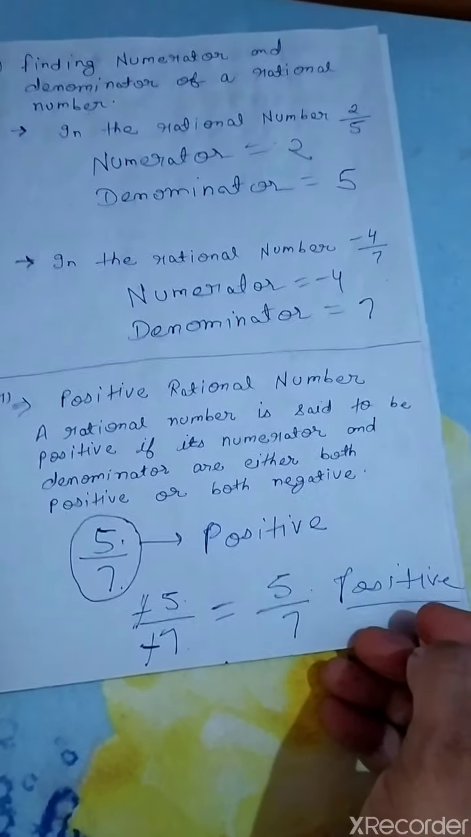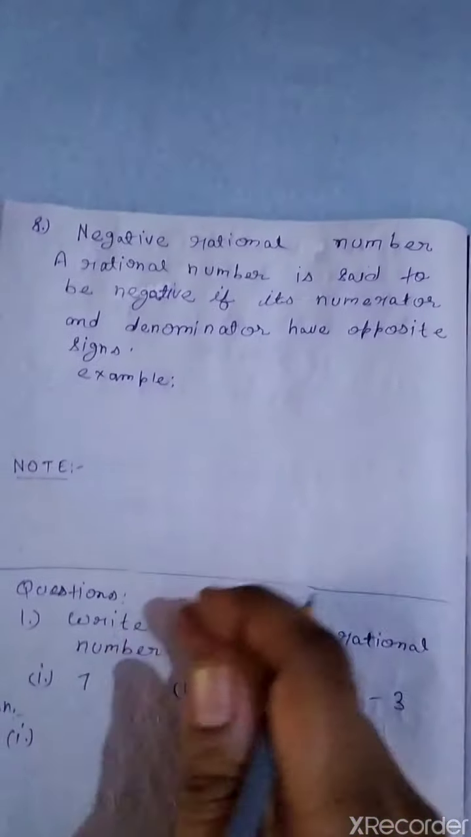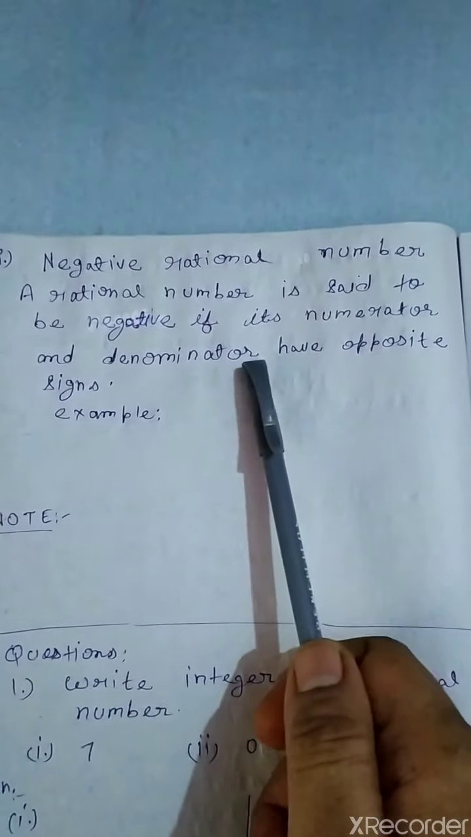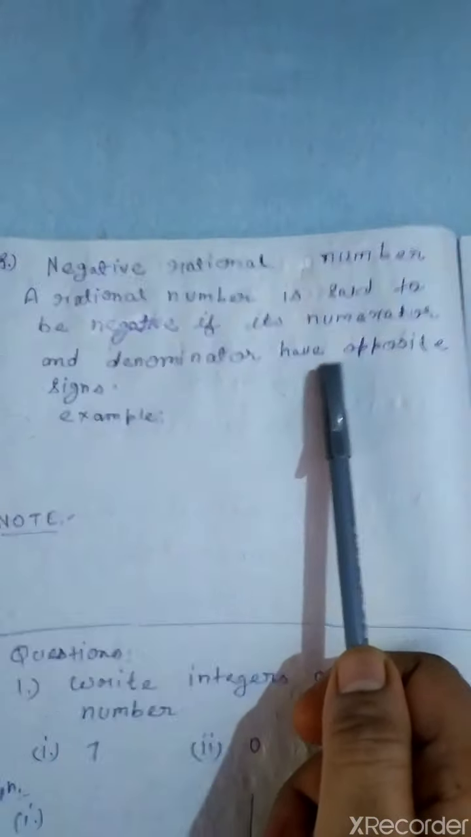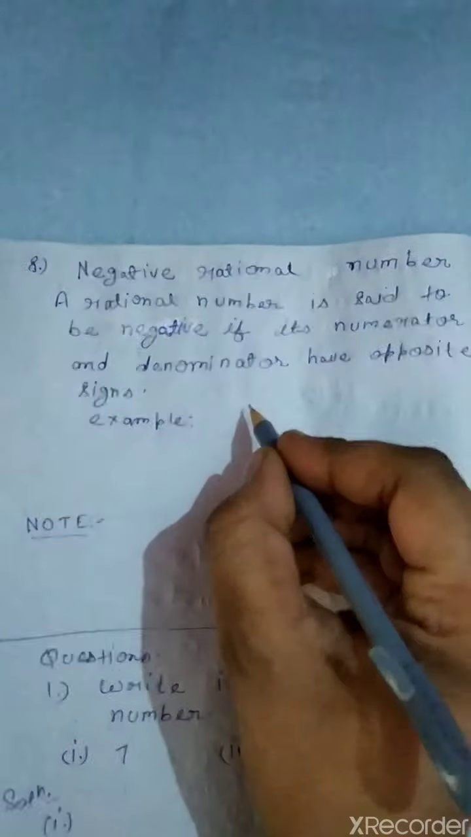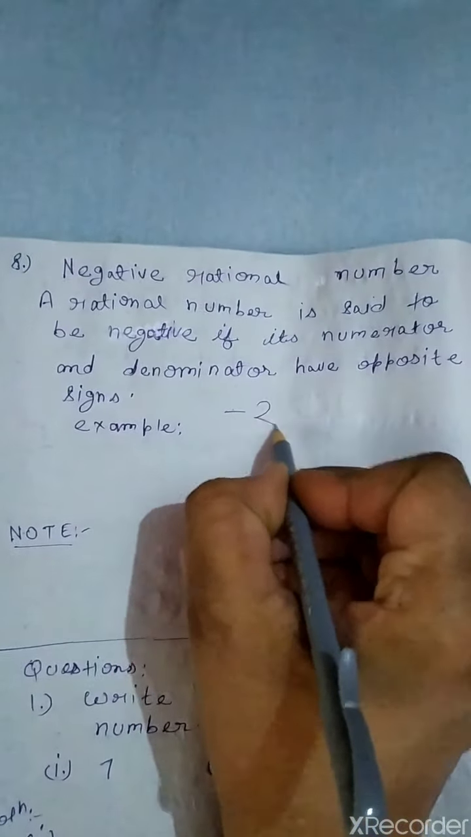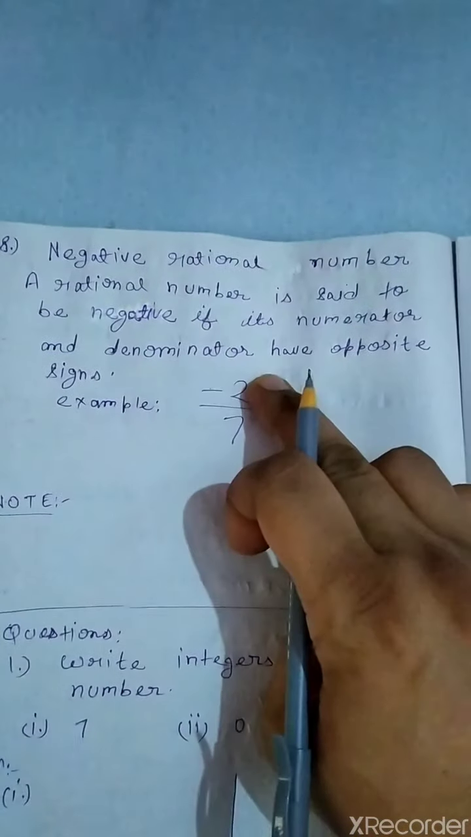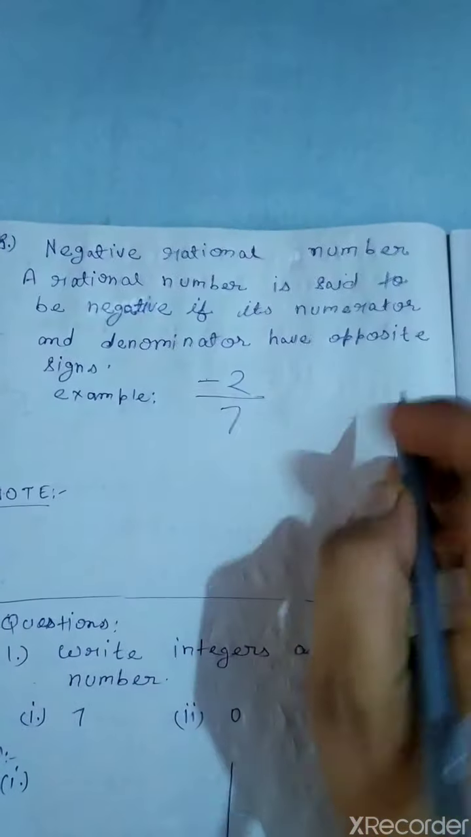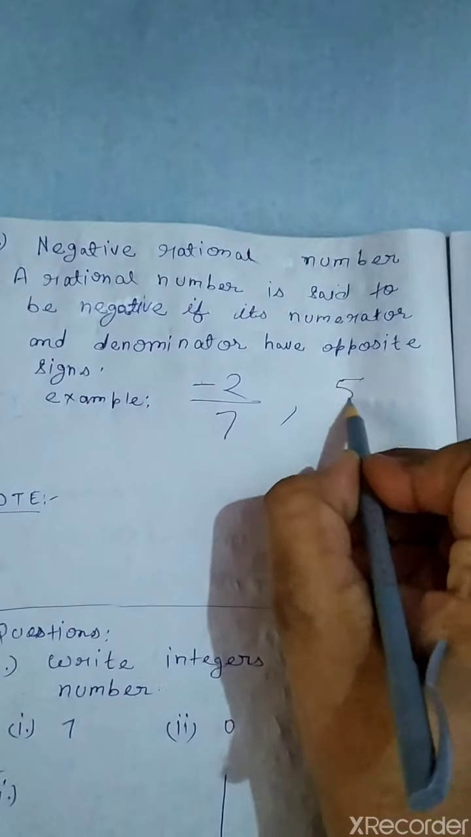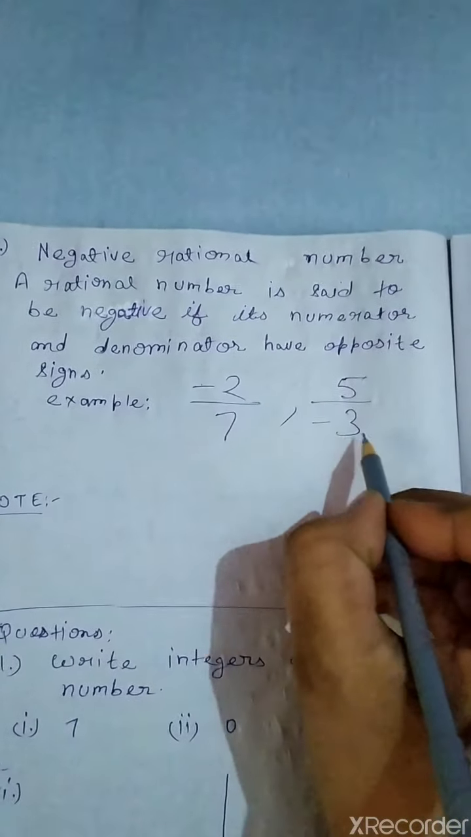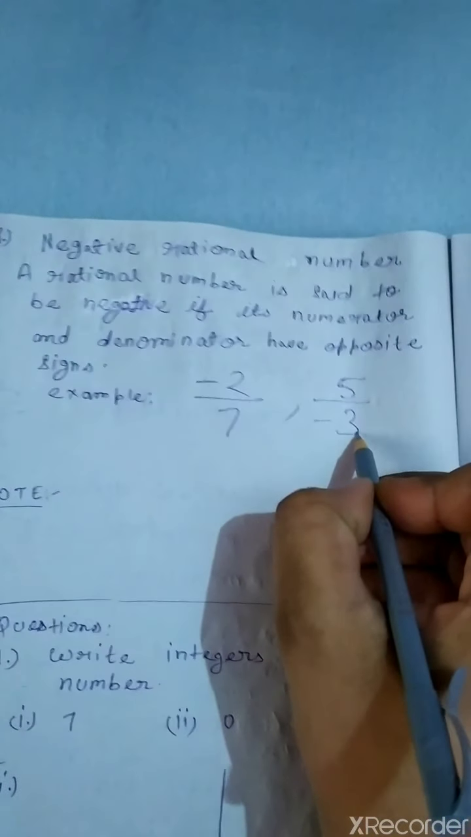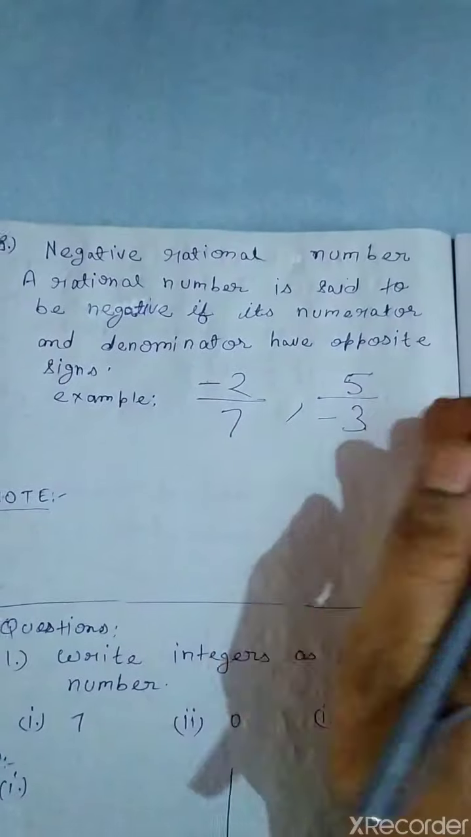Next you have to see the negative rational number. This is possible when the numerator and denominator have opposite signs, different signs. So such numbers are given here. Suppose minus 2 by 7. This number is a negative rational number because the numerator is negative and the denominator is positive. You can take 5 by minus 3. Here the numerator is positive but the denominator is negative. So the given numbers are negative rational numbers.